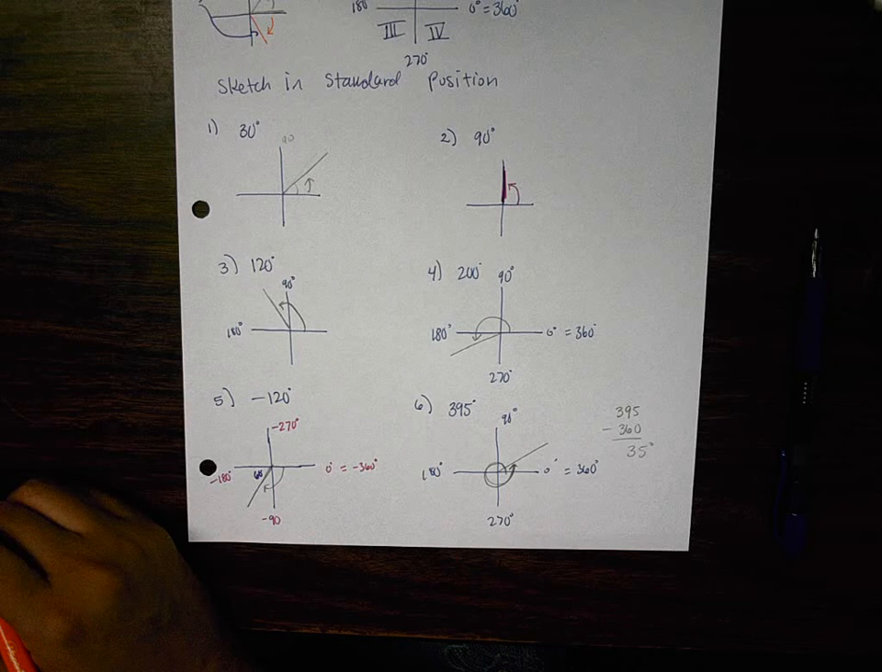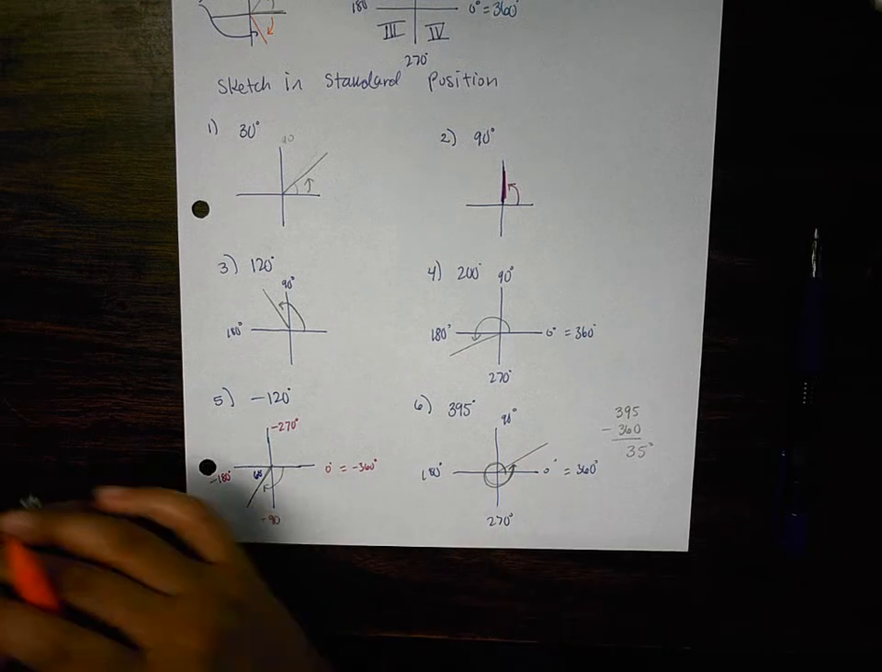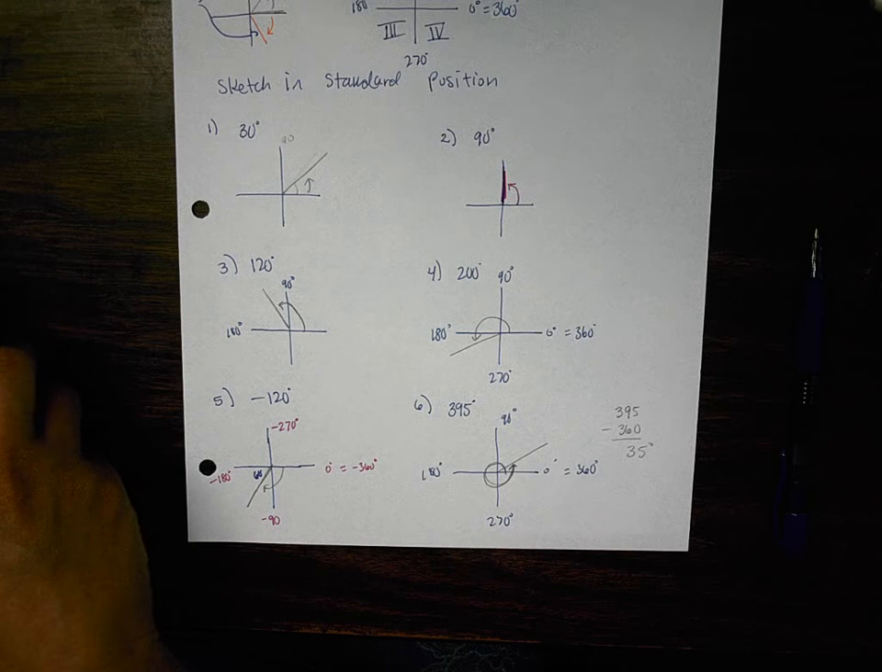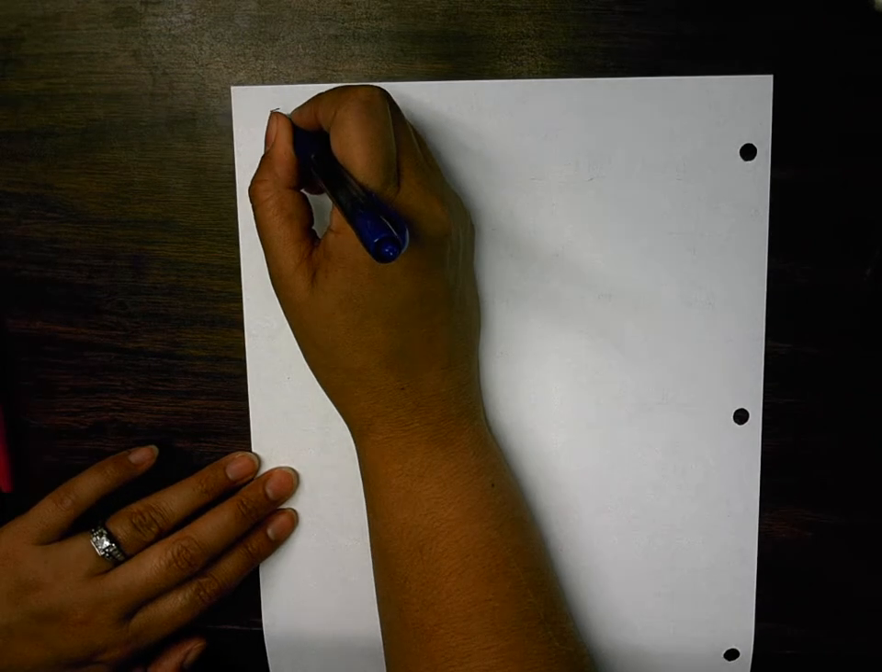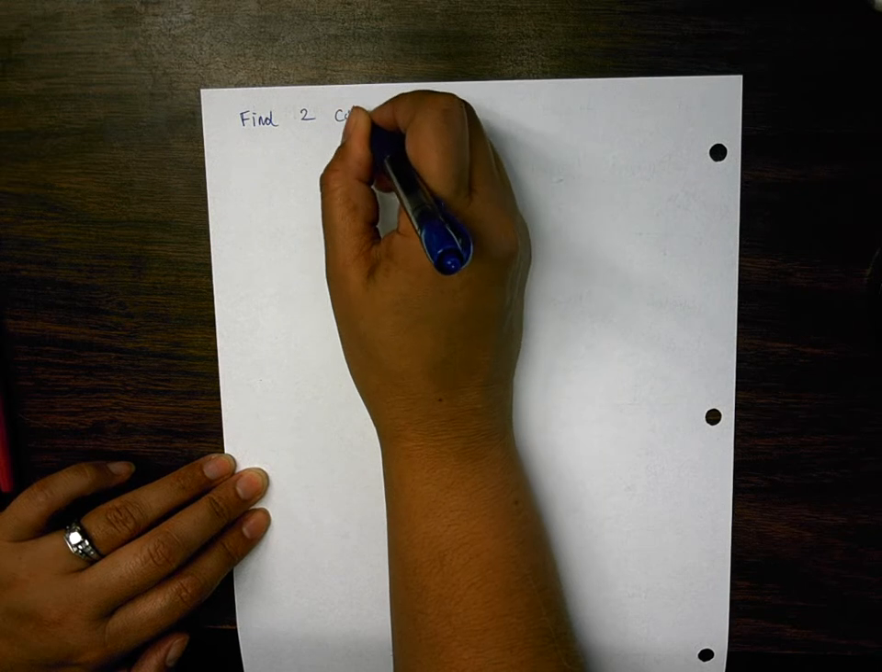35. What's a coterminal angle? You add 360 and subtract 360. You're correct. I heard somebody say it. Would positive 35 degrees get me in that same spot? Yes. All right, questions? Okay, we're going to move on to coterminal angles and be done.